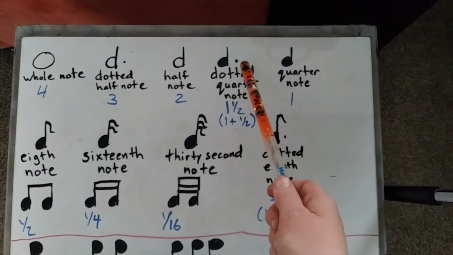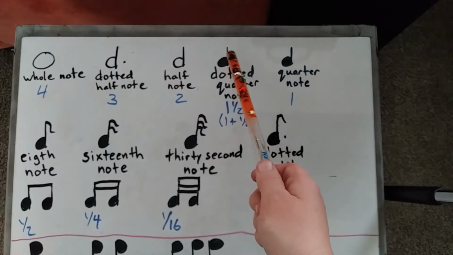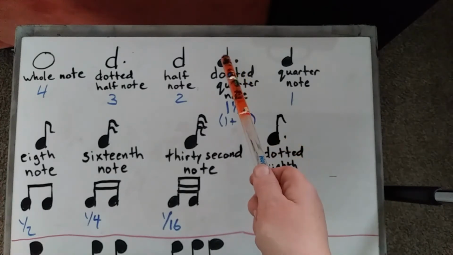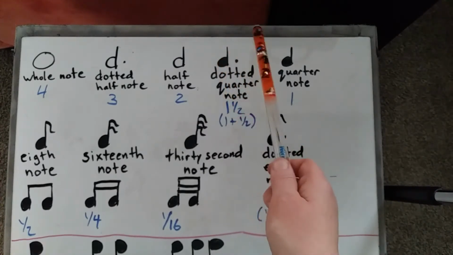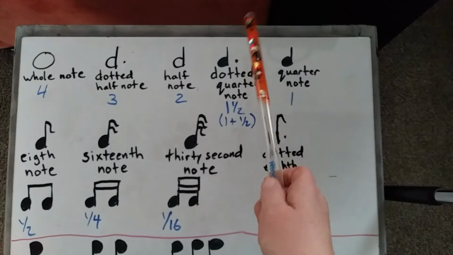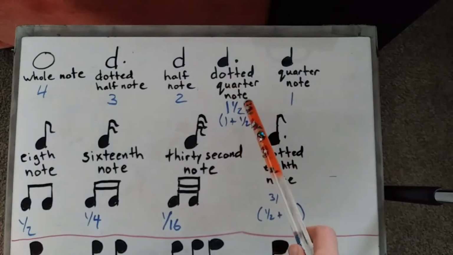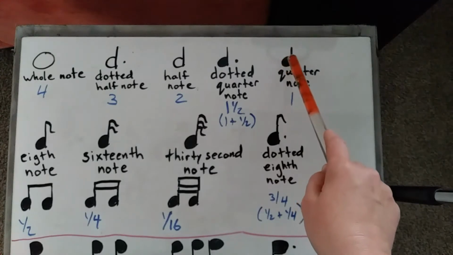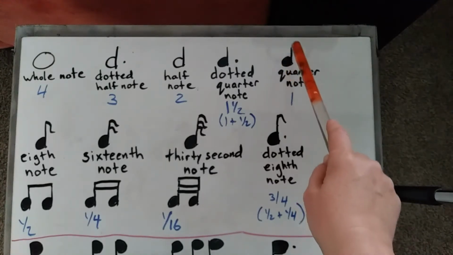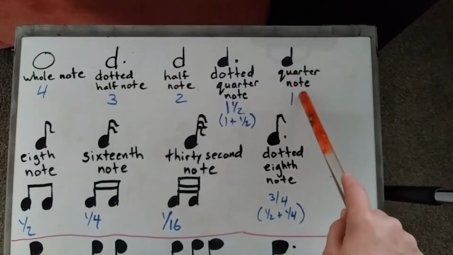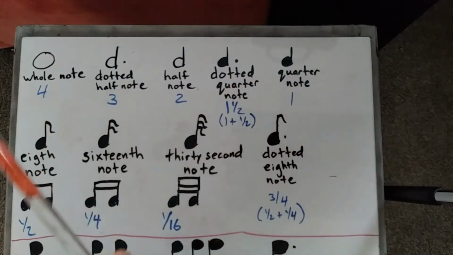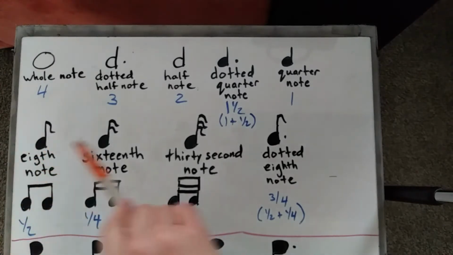Then we have a dotted quarter note. Standard note shape, a head, and a note stem. It is filled in the head, and it has the dot to the right. That's worth 1.5 counts. A quarter note is standard note shape with this note head and a stem. Filled in, it's worth 1 count, 1 beat.